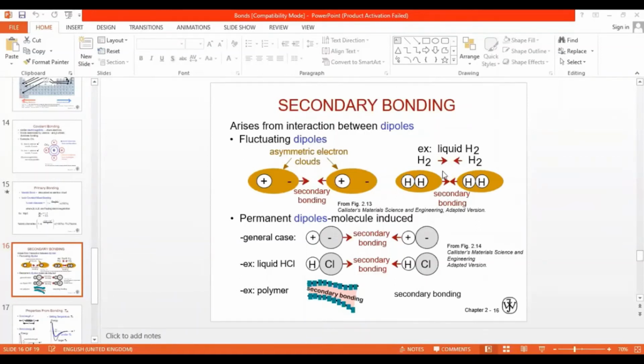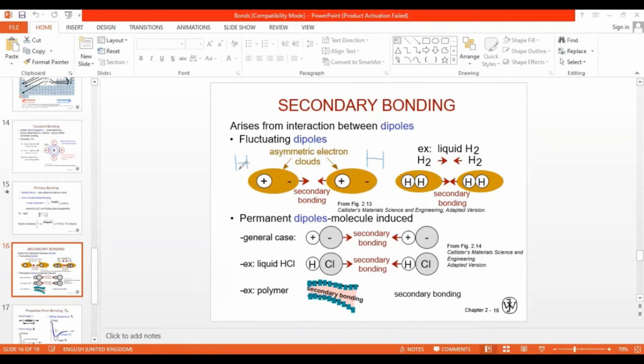So this link is the dipole bond. In one H2 there are 2 hydrogens. So if I assume this as 1 hydrogen and this as 1 hydrogen, right?